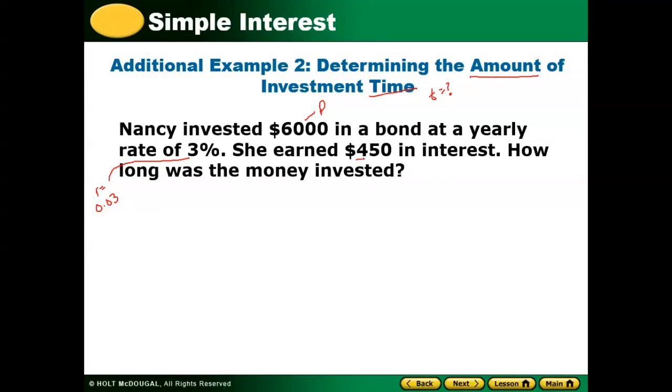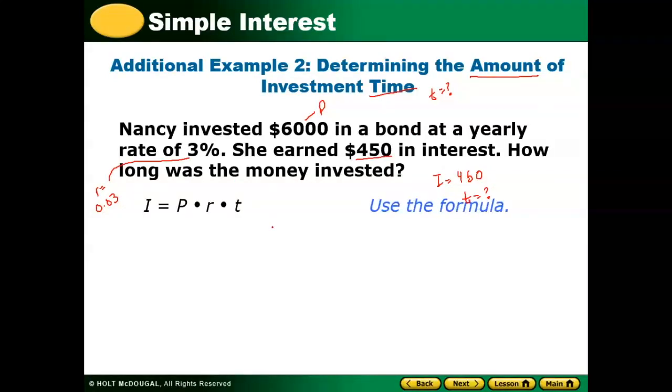She earned $450 in interest. So we know that she earned $450 in interest. How long was the money invested? So how long did she actually invest it? So we know she makes this amount yearly, but how long was the money sitting in that account for?